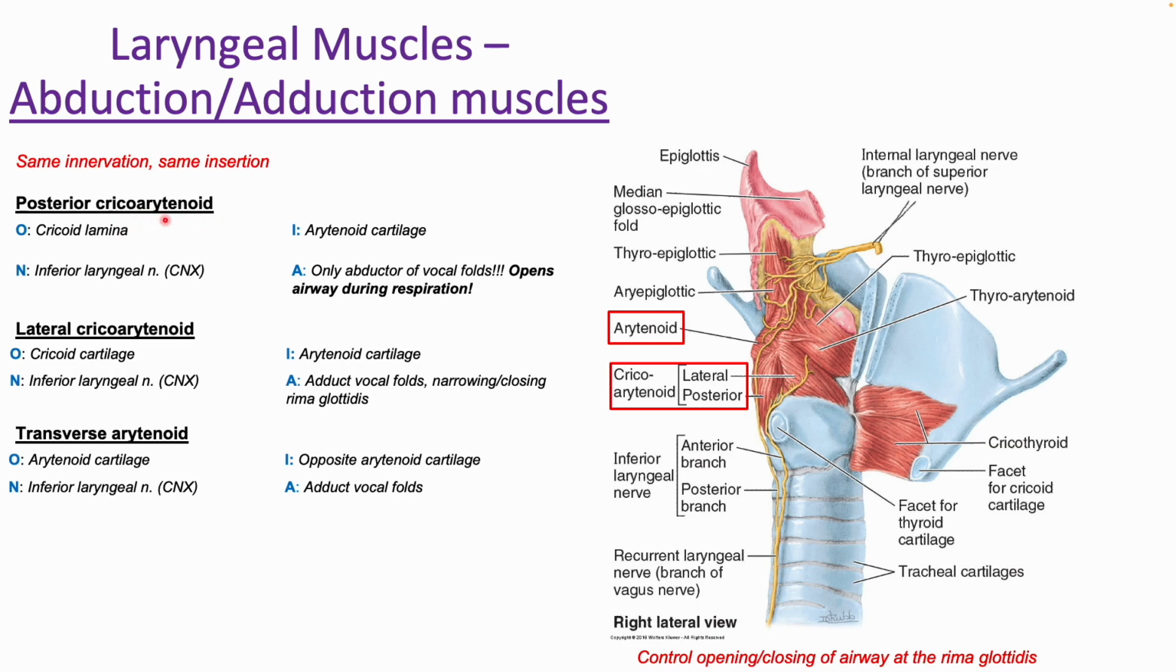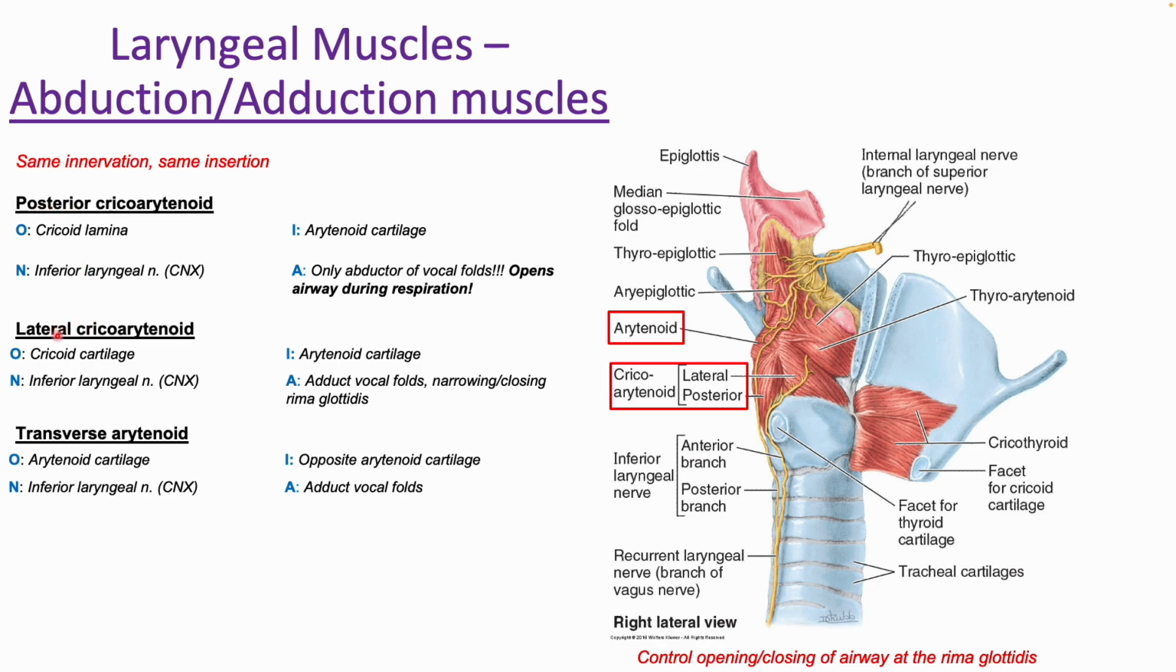This one is going to be really, really important because it's the only abductor of the vocal folds. So if you know any of these, make sure you know the posterior cricoarytenoid, because without that, we wouldn't be able to abduct the vocal folds. We wouldn't be able to breathe. We wouldn't be able to open our pathway towards our trachea. So posterior cricoarytenoid: that's going to originate at the cricoid lamina and insert on the arytenoid. So you can imagine cricoarytenoid, that's got to be its attachment. So it's cricoarytenoid, and then posterior is just describing it.